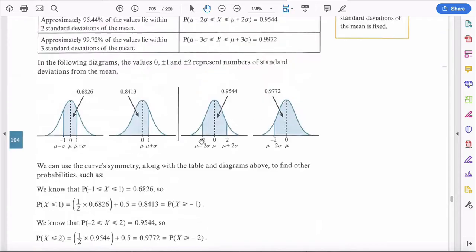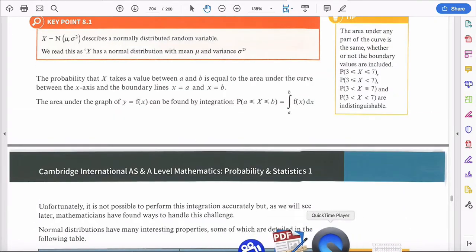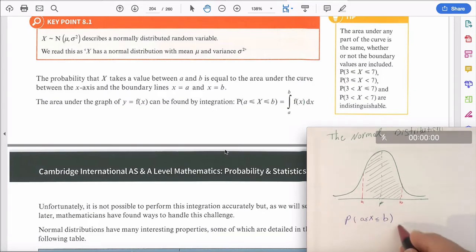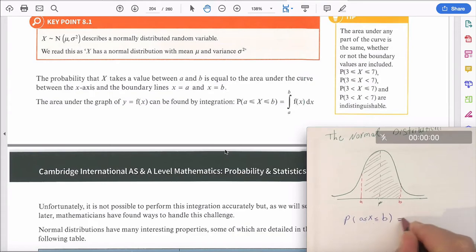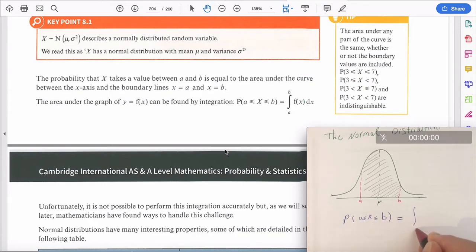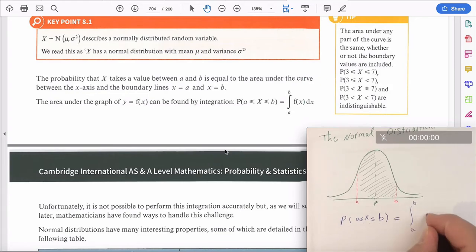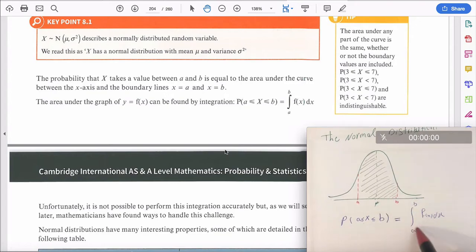Now let's go back. So if you want to find the probability of x between a and b, actually you are supposed to find the area. You are going to learn in pure mathematics, in the integration chapter, how to find integration of f of x, dx, from a to b. Integration of the function between this lower bound and upper bound gives you the area under the graph, which you will see completely in your pure mathematics.